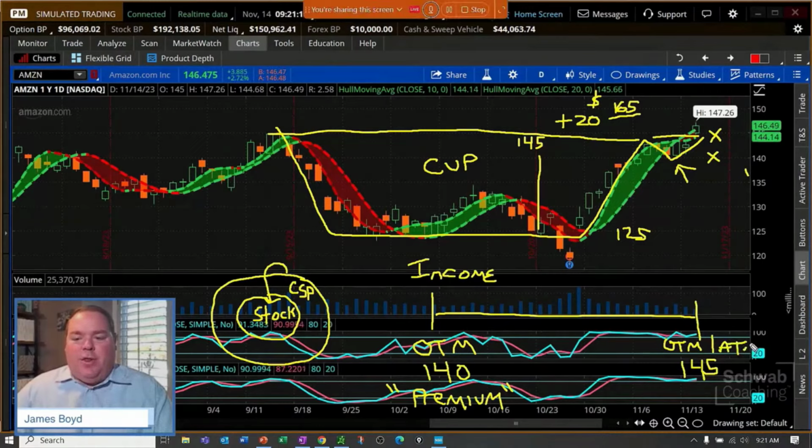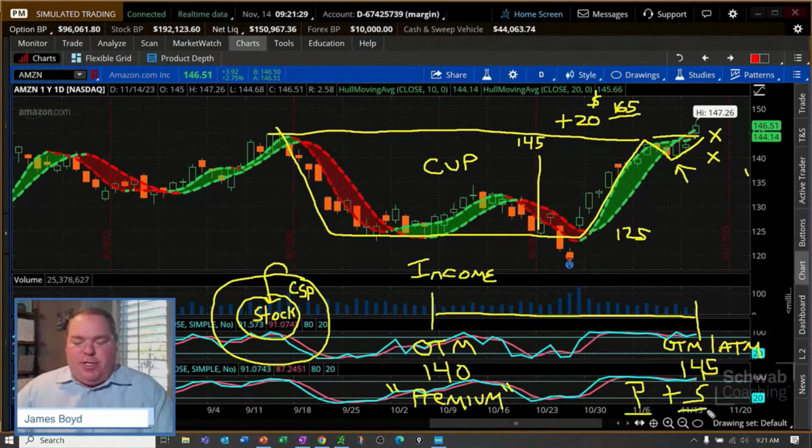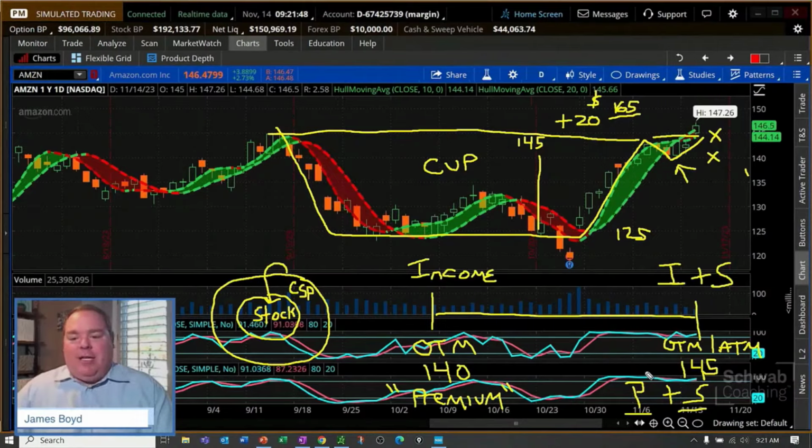Well, there it's about the premium, I'll just label as P plus S. P for the premium, S for the stock. And this is really about the income plus stock. Now, if you said, James, I'm really more of an income person, then that investor might sell the 140. If you said, no, I'll take the income and I don't really mind buying the shares of the stock, that investor might choose the 145.